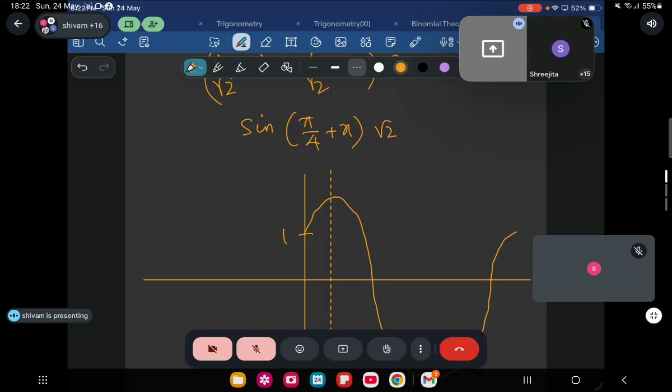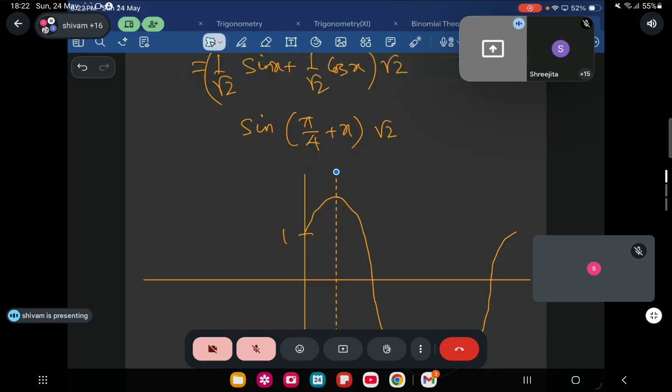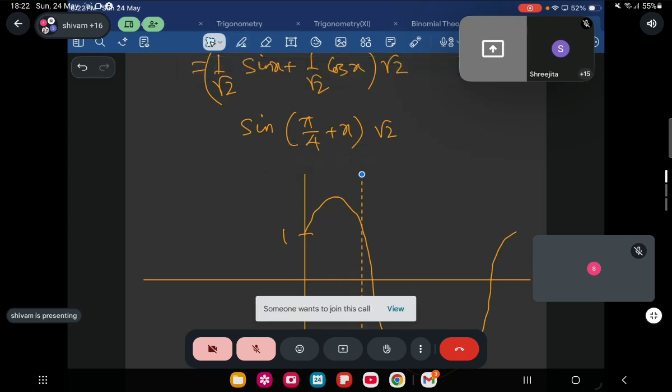At x equal to pi by 4, the greatest integer will give us... Oh, no, not pi by 4. At x equal to pi by 4, it will be root 2. The greatest integer of root 2 will give us 1 only. Okay, it is increasing. Over here we'll have... when it is going below.